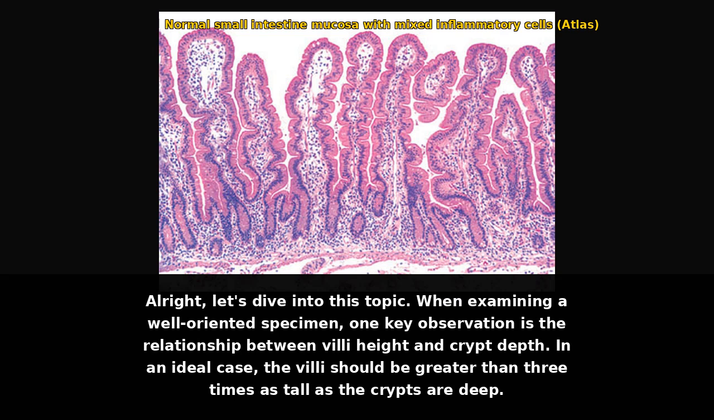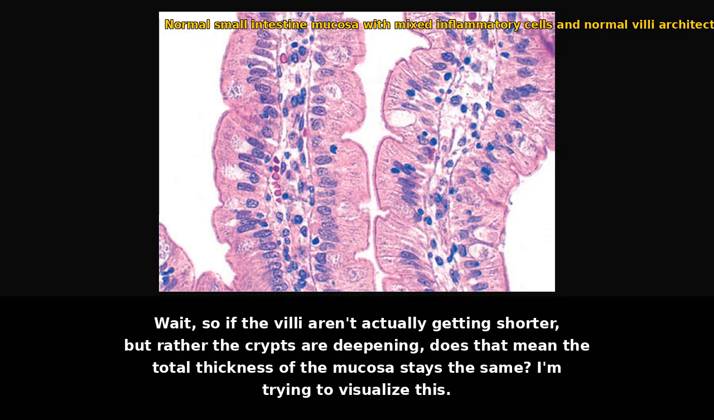When examining a well-oriented specimen, one key observation is the relationship between villi height and crypt depth. In an ideal case, the villi should be greater than 3 times as tall as the crypts are deep. Wait, so if the villi aren't actually getting shorter, but rather the crypts are deepening, does that mean the total thickness of the mucosa stays the same? I'm trying to visualize this.